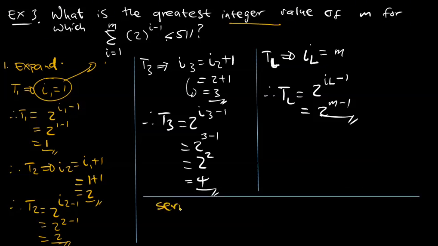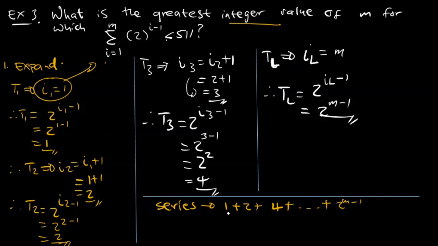Your series is now term 1, which is 1, term 2, 2, term 3, 4. I don't know what is in between. Then the last term is 2 exponent M minus 1. Okay. Now you need to determine if this is a geometric or an arithmetic series.